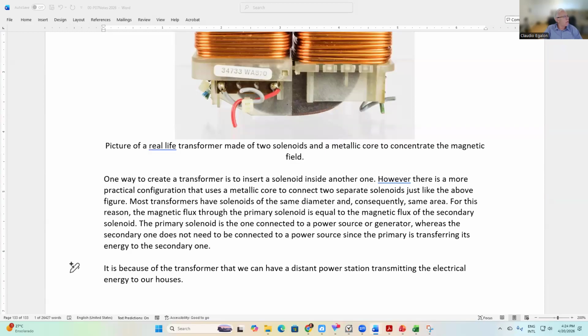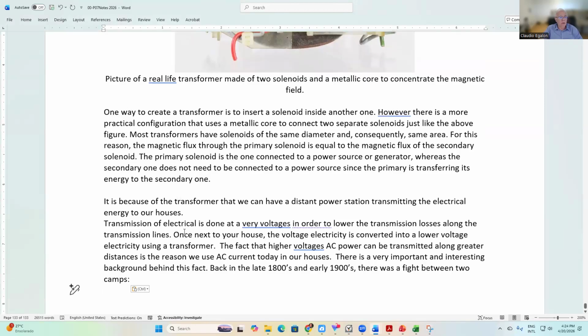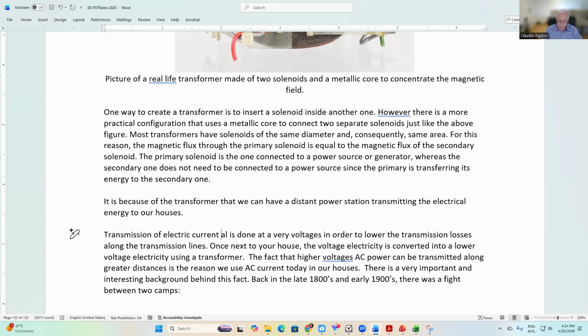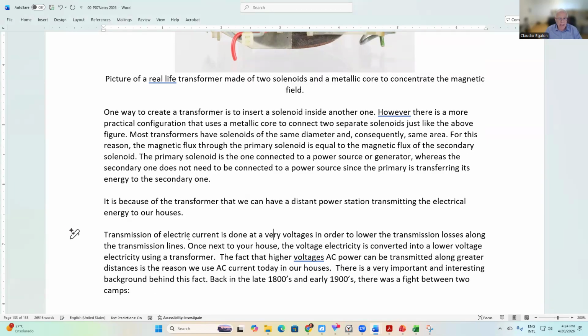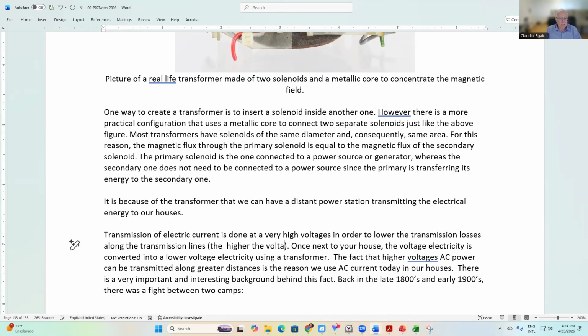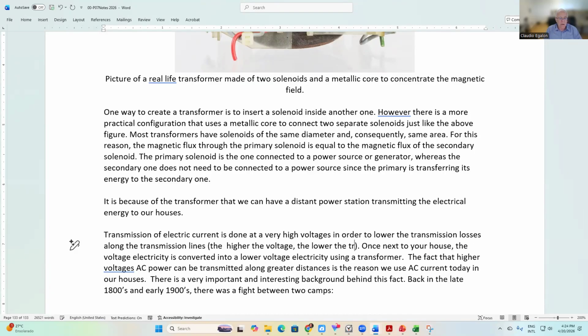Transmission of electrical current is done at very, very high voltage. Here you go. Another one. Transmission of electric current is done at very high voltage in order to lower transmission losses along the transmission line, along the power cables. The higher the voltage, the lower the transmission losses.